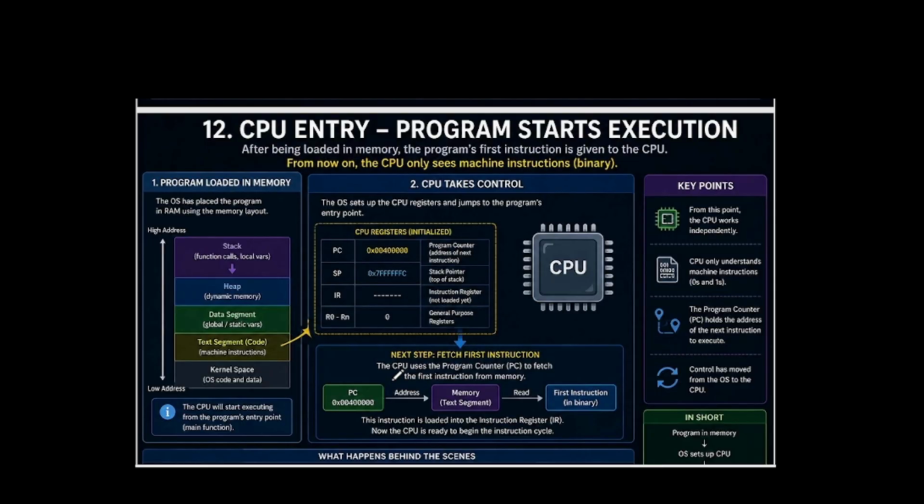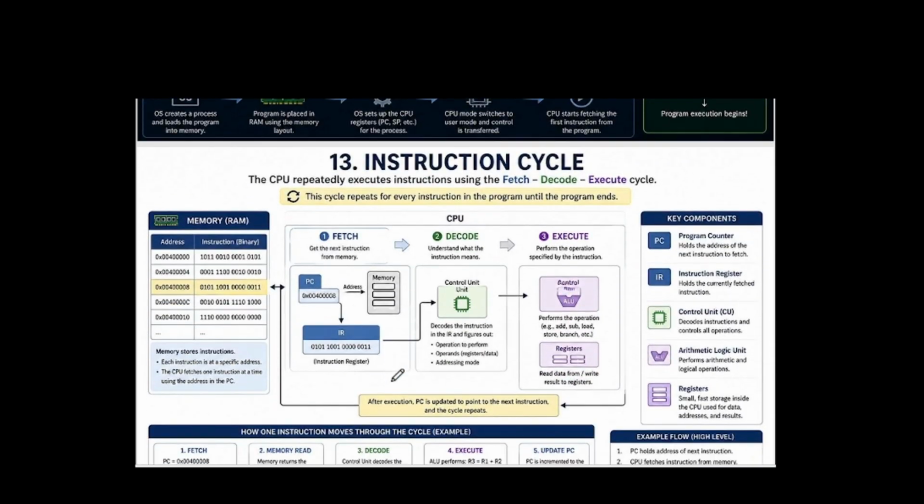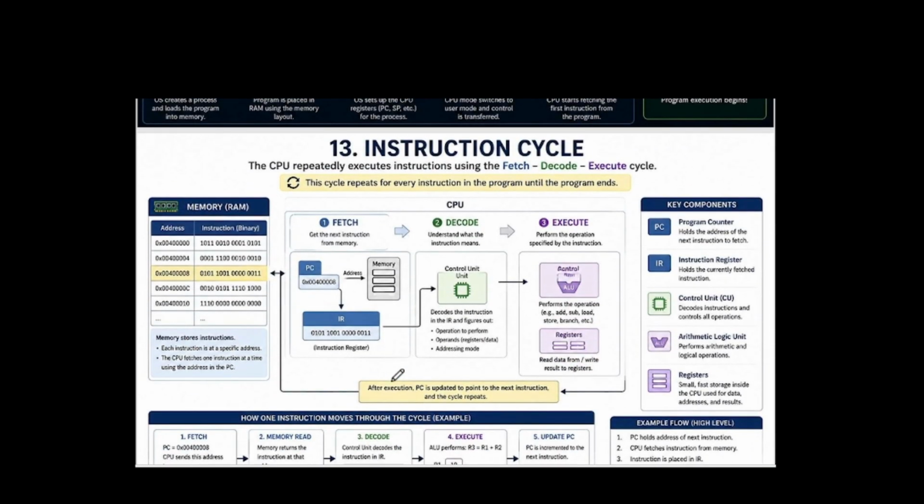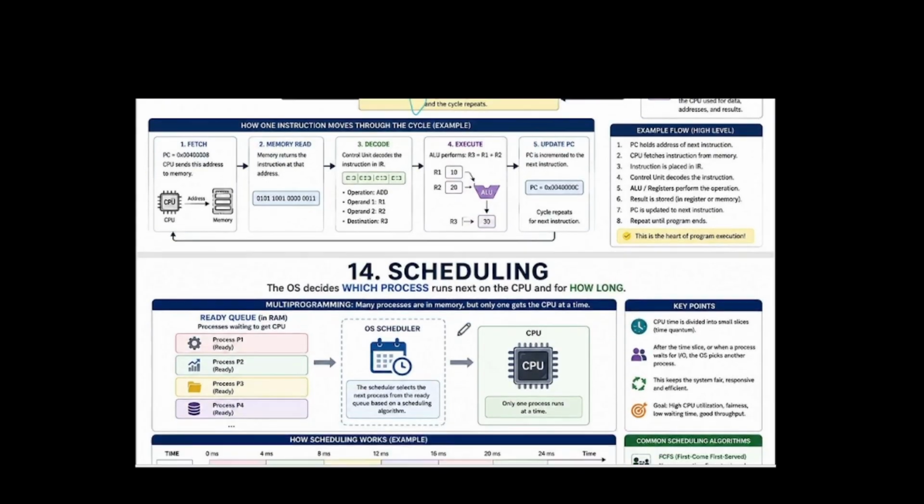So once it is being processed, the next thing which we have is the instruction cycle. This is a basic instruction cycle which we study basically in the computer organization and architecture part. The cycle consists of fetch, decode, execute, and again after execution the PC is updated to point to the next instruction. So PC is basically your program counter which points to the next instruction of your program which is getting executed right now. After this phase we have the scheduling part.